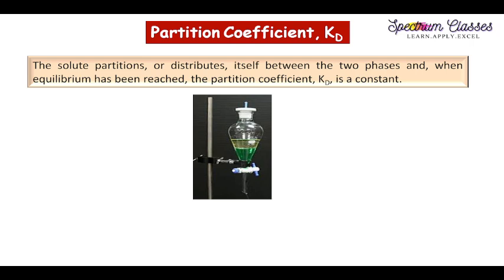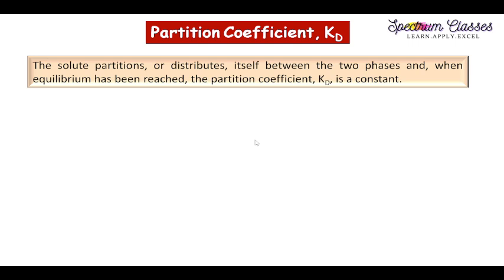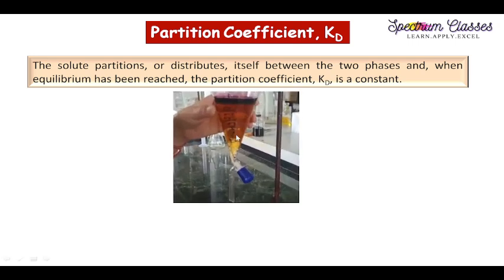Here I am going to show you this pear-shaped flask, and this is called a separating funnel. It is pear shaped. Now we are just going to show the chemicals which we are going to use here.